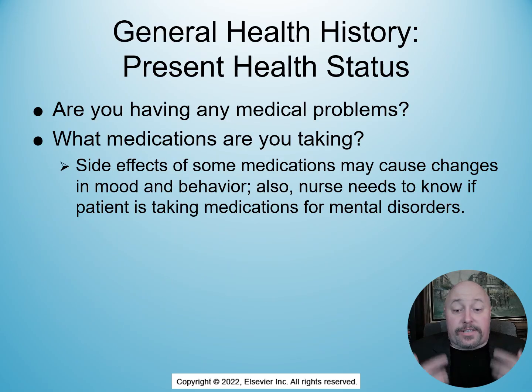As we assess the patient's present health, we'll be looking at, are you having any medical problems? What medications is the patient taking? Side effects of some medications may cause changes in mood or behavior. And we need to know if the patient is taking these medications for a mental disorder or for a different condition. This would be especially useful in the case of anticonvulsants. Many anticonvulsants used to treat seizures are also used in a mental health capacity as a mood stabilizer for things like bipolar. And it's not just enough that we know what that patient is taking. We also need to know why they're taking it.